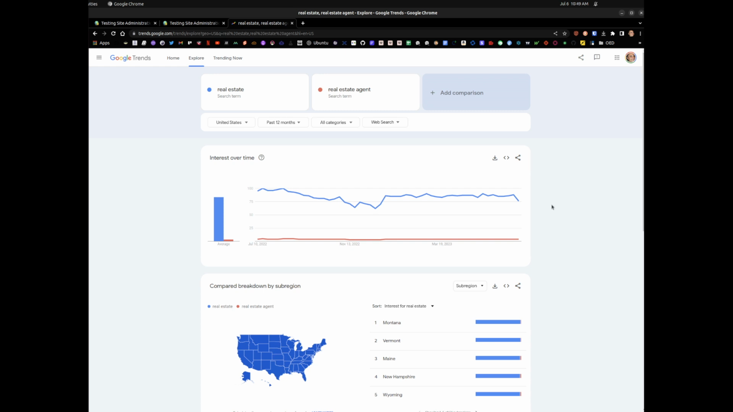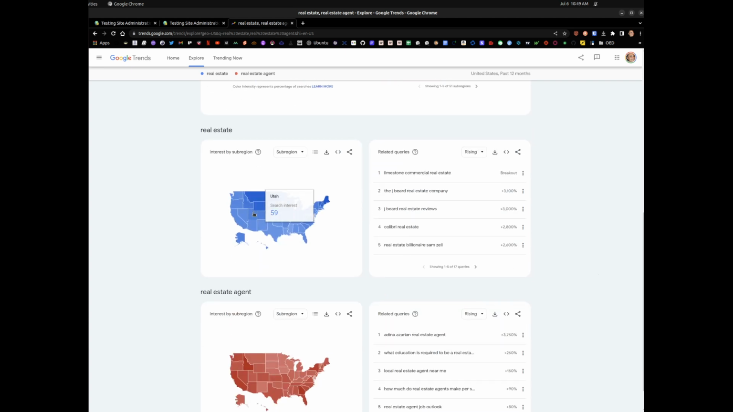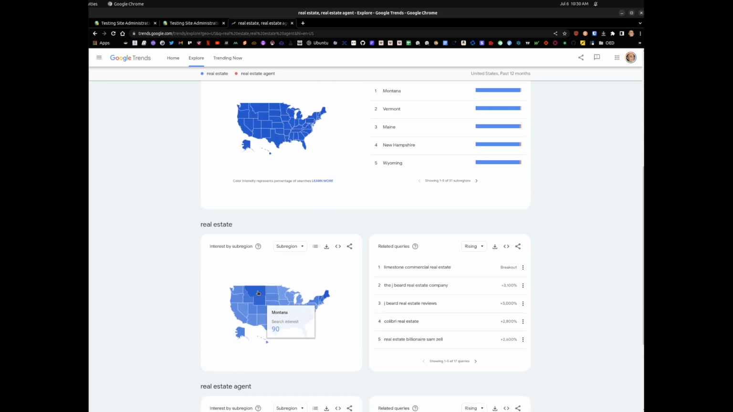If you're targeting a geographical location, that's what Trends is for too. You can see here that all states search for real estate more often than real estate agent. If we go into a more interest level, you can see that they're all bluish, and this one is super blue. If you go here, you can see that 99% of searches in Montana, between these two keywords of course, are 99% on real estate and 1% real estate agent. That's why it's super blue here.